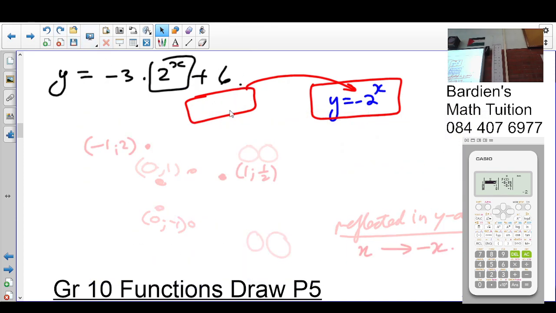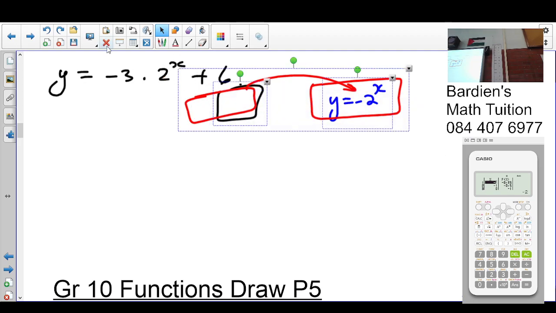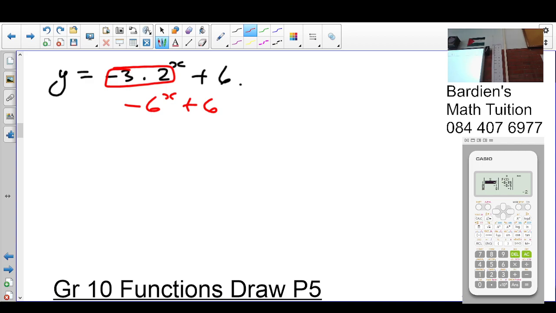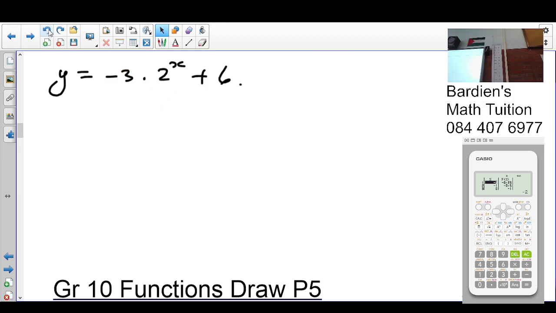Just coming back to this now. Right, so the question is to draw the graph y is equal to negative 3 times 2 to the x plus 6. Can that become negative 6 to the x plus 6? Can I multiply these two numbers and say negative 6 to the x plus 6? No. Why not? Because of the exponent there. Because of the exponent, we can't do that.